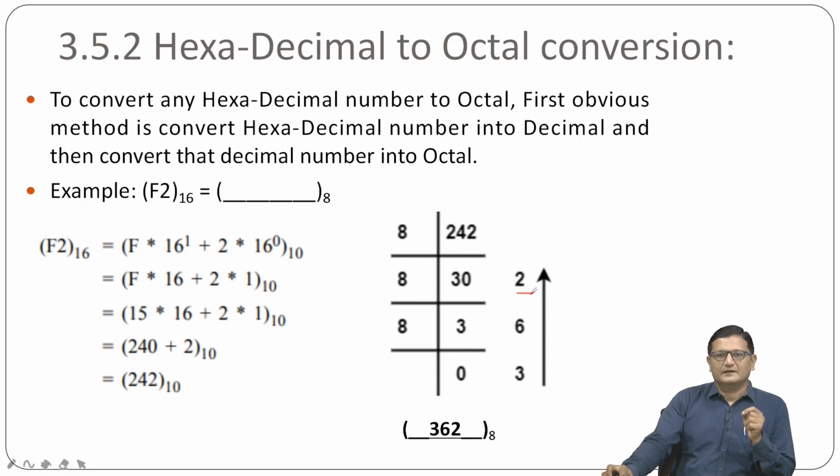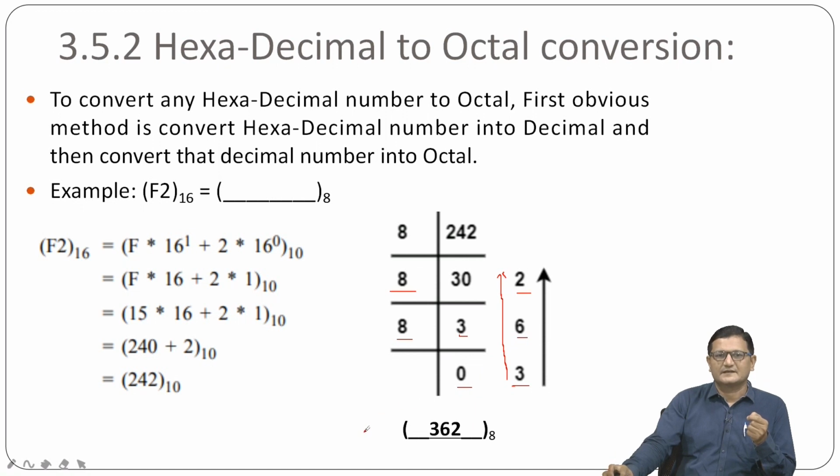Okay, then again divide by 8. 8 threes are 24, but we need to bring 30, so 30 minus 24 gives 6 as the remainder, that is here. Now 8 ones are 8, but here we need to bring 3, and 8 is more than 3. So here we just write 8 zeros are 0, and whatever is left will be the remainder, that is 3. You need to write down the remainders this way, so that is 3, 6 and 2. And this is our answer.